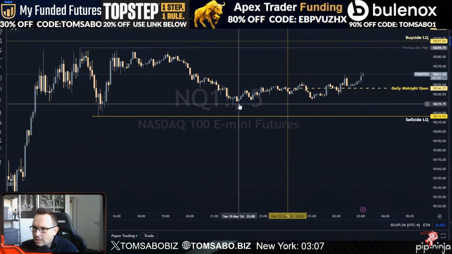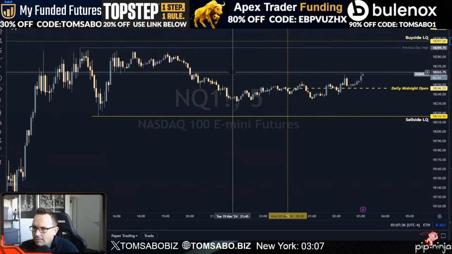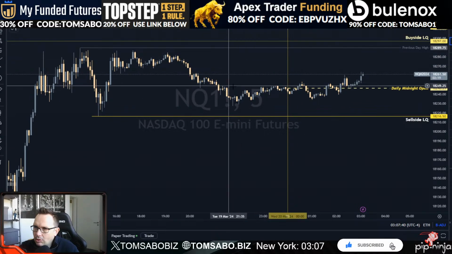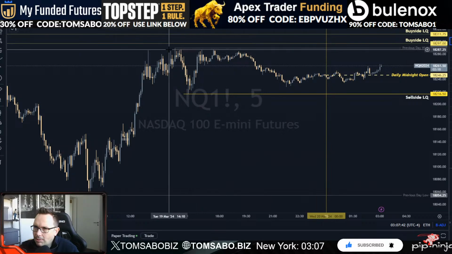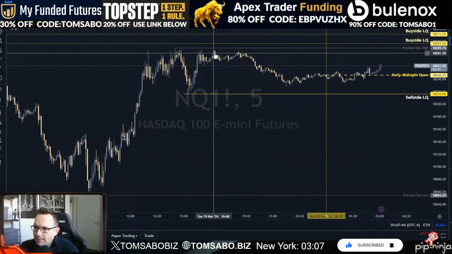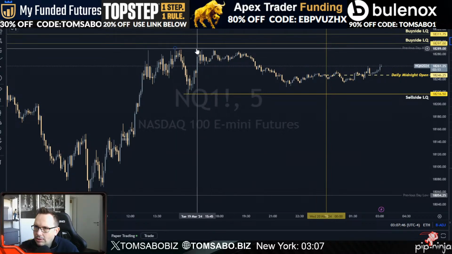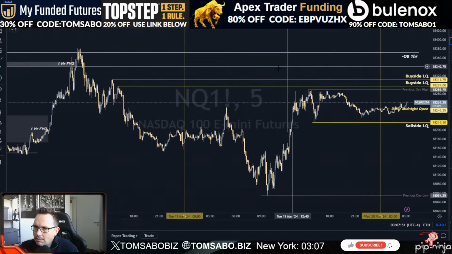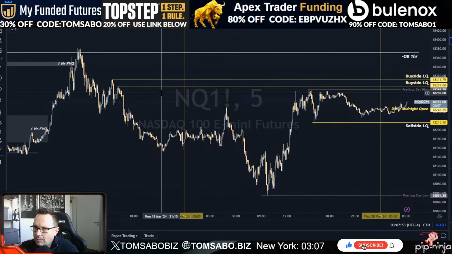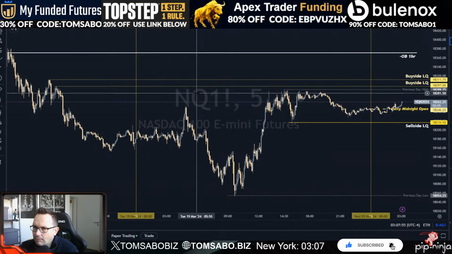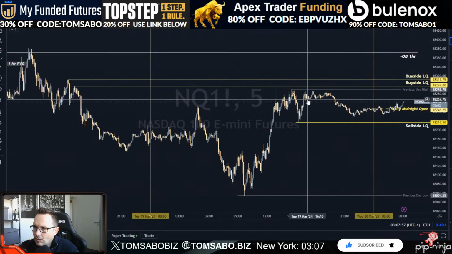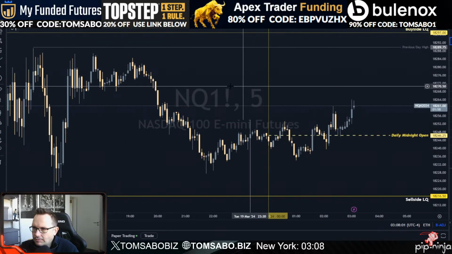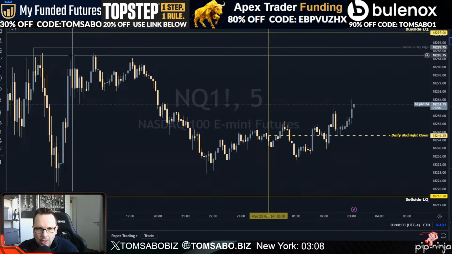Let's see, has not been taken. There's fair value gap here. Could be a liquidity sweep and then go down, but we have relative equal highs after market close yesterday, which can be taken. Yeah, we'll see.